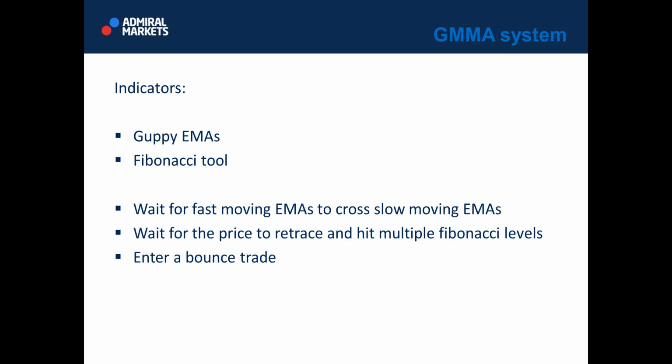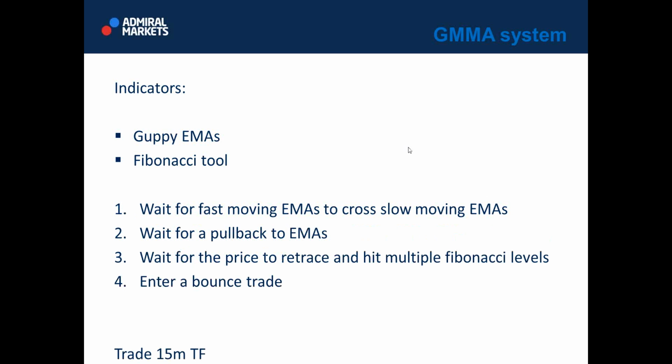Rules are pretty much simple. Wait for the fast moving EMAs to cross slow moving EMAs. That is what you need to wait for. Wait for the price to retrace and hit multiple Fibonacci levels. Enter a bounce trade. Those are the rules, guys. And finally, we trade it on the 15-minute time frame. Now, there will be another rule which I will be showing you after this, but this is the first rule, and this is how originally the system should be traded.